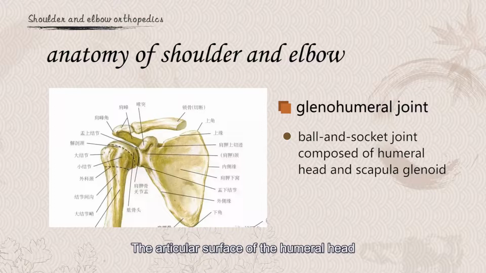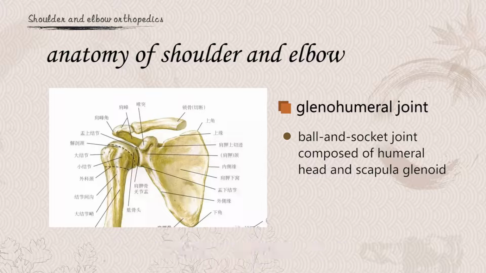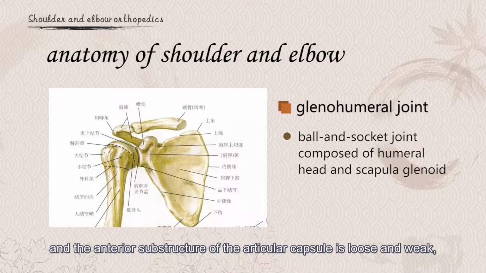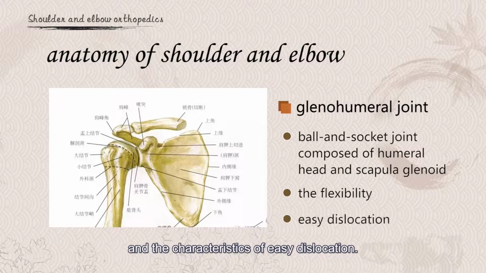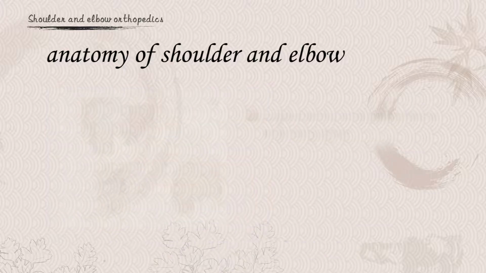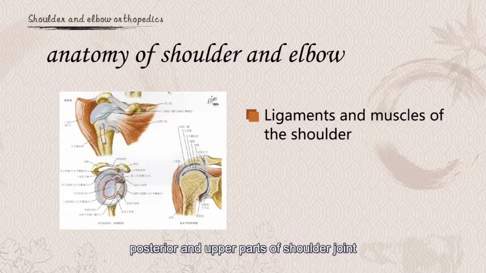The articular surface of the humeral head is about 3 times larger than the glenoid, and the anterior inferior part of the articular capsule is loose and weak, which gives the shoulder joint its flexibility of movement and the characteristic of easy dislocation. The anterior, posterior, and upper parts of the shoulder joint are reinforced with ligaments and muscles.